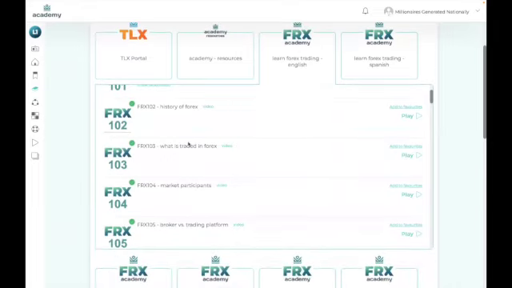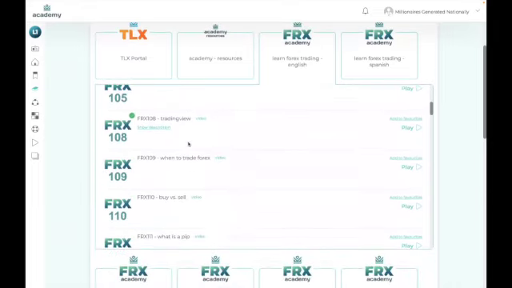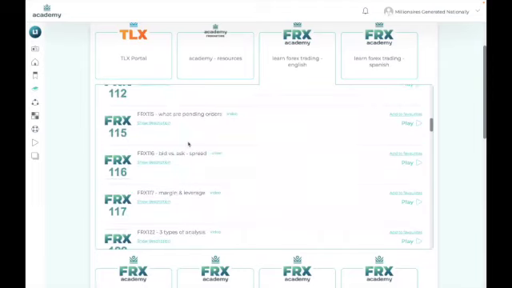It told me about the history of Forex. It told me when I'm supposed to trade. It told me what a pip is. Sometimes when we hear these traders talking, they're talking about lot sizes and pips and stuff, and you don't know what they're talking about. Our academy teaches you that.